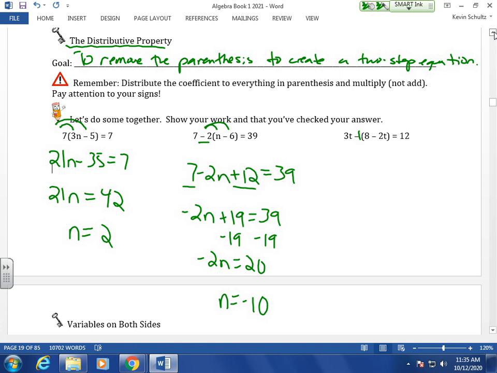Okay, you got me again. So that 3t just drops down. Really, all that happens when we distribute in the -1 is the signs change, right? -1 times 8 is a -8. And -1 times a -2t is a positive 2t. And that equals 12.